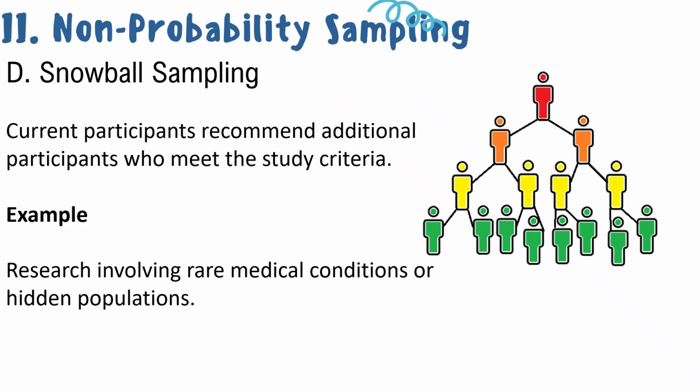And the sample grows. So why is it called snowball? Think of a snowball rolling down a hill. It starts small, then becomes larger and larger. Similarly, the sample grows through participant referrals. Okay, so for example, the presentation gives examples involving rare medical conditions or hidden populations. These are situations where it may be difficult for researchers to identify participants through ordinary sampling methods.